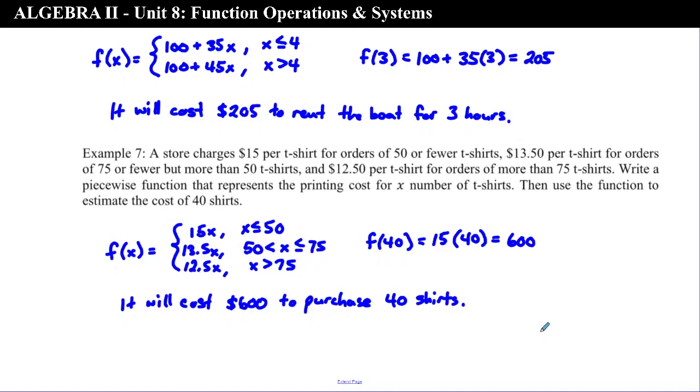So we've got the last section of Unit 8 next, and that is going to be talking about systems of equations. We're going to talk about systems of equations that involve more than just linear equations, because that's something you learned in Algebra 1. We're going to take it up a step in this final section of notes.